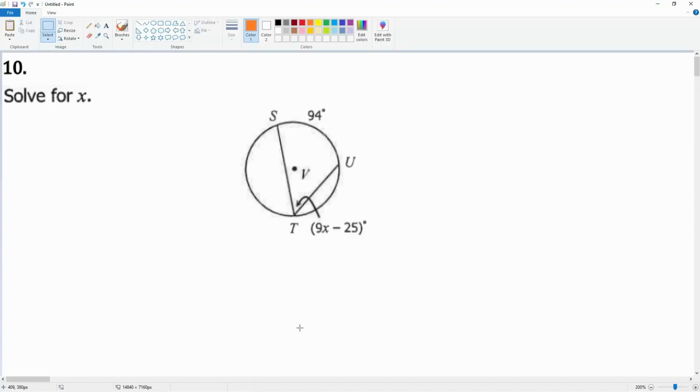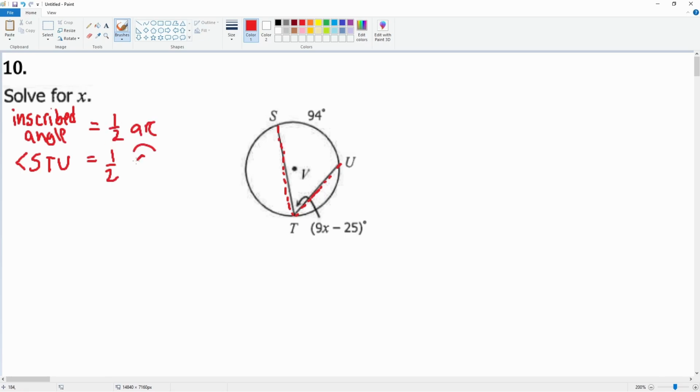Right, number 10, we're asking to find x again. And here we see that the relationship between these two values is that this is the angle. So the angle of STU, please understand this is an inscribed angle, is going to be equal to 1/2 the arc. And it's 1/2 the arc of SU.